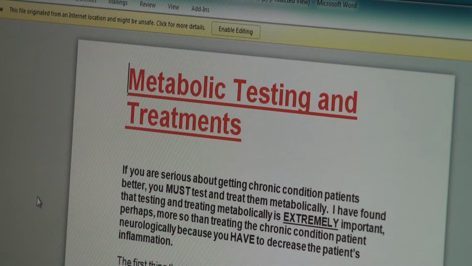So you want to look at all of these tests. You want to evaluate your patients on a metabolic level. If you're not doing that, you're in serious trouble. You're not going to get these people better. I don't care if you run a chronic pain practice. If you have a pain-based practice, you have patients in your office right now that have chronic pain, chronic neck pain, chronic back pain, chronic sciatica. They're not getting better. You're pulling your hair out wondering why they're not getting better. Part of it is the metabolic testing and treatment.